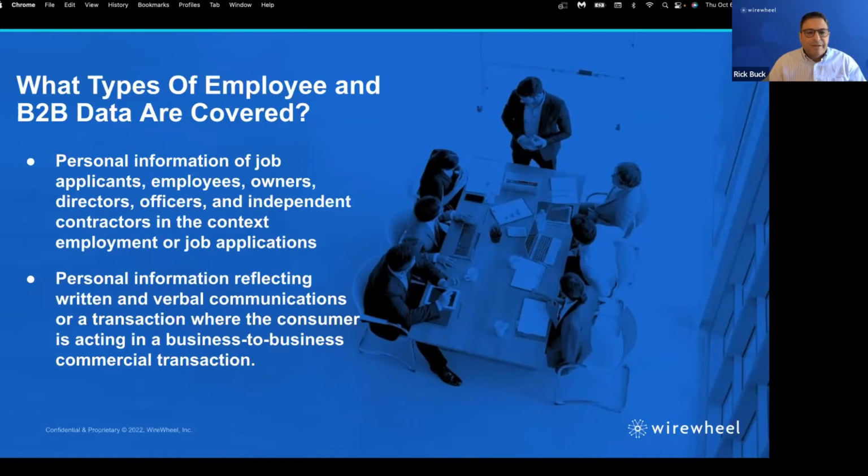Personal information reflecting written and verbal communications or a transaction where the consumer is acting in a business-to-business commercial transaction is in scope. So all information that's written or recorded potentially is information that's discoverable and accessible when people are asking for their subject rights as an employee.